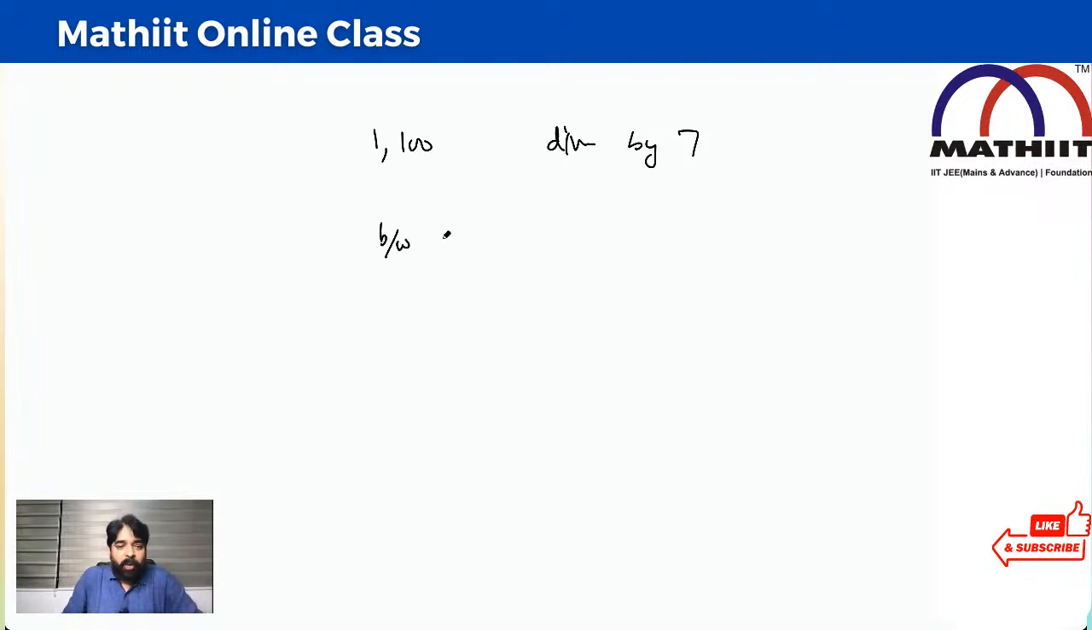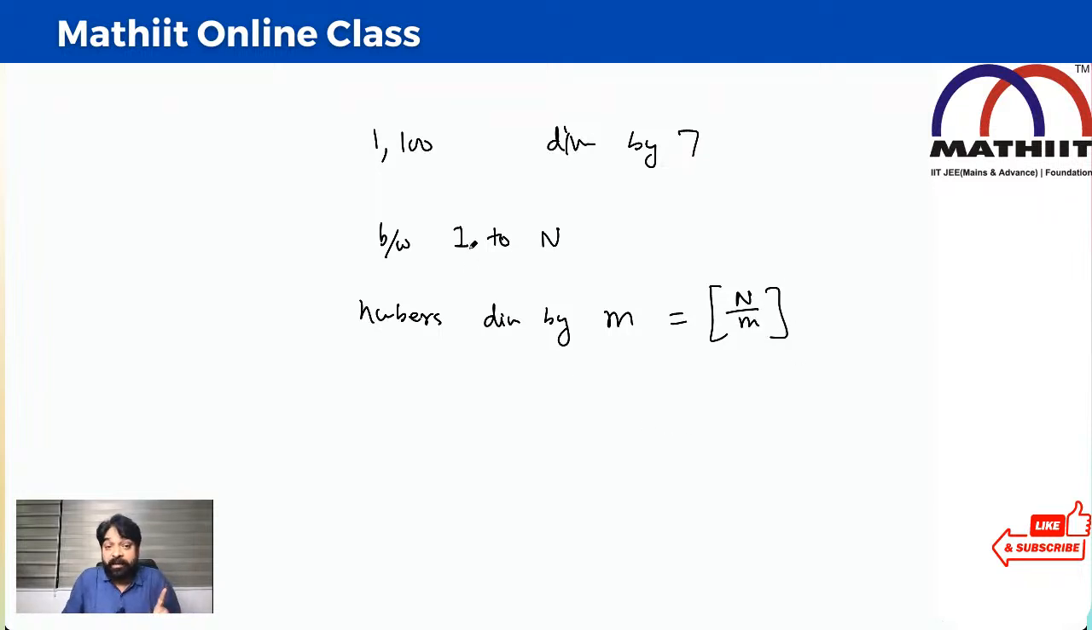Between 1 to n, I already told you sometimes, but still I'm telling: between 1 to n, n is a natural number. The count of numbers divisible by m will be the greatest integer of n by m. Simple logic. But be clear, I'm counting 1 to n.